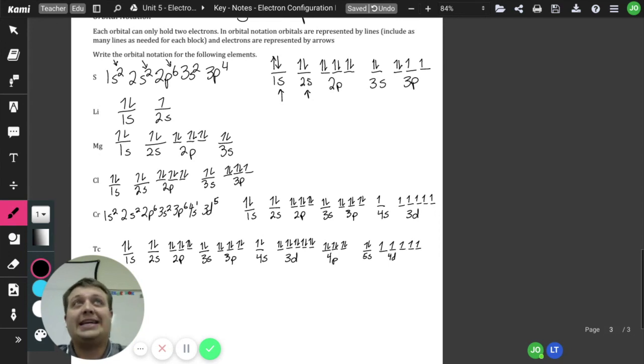And then the last one I've got is technetium. I've got 1s2, 2s2, 2p6, 3s2, 3p6, 4s2, 3d10, 4p6, 5s2, and 4d5. All right, y'all. So that is it for our electron configuration notes.